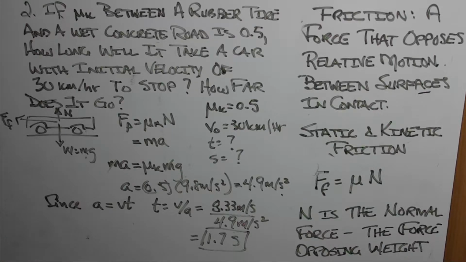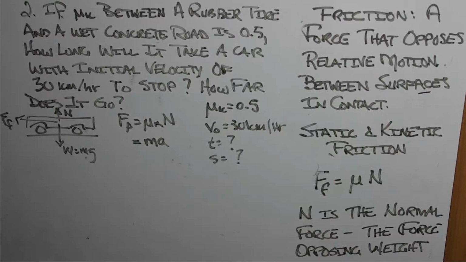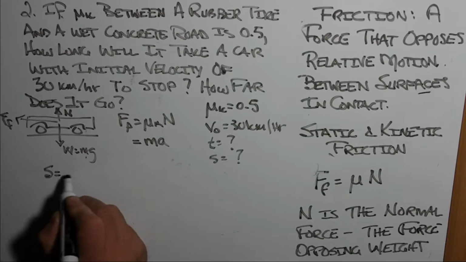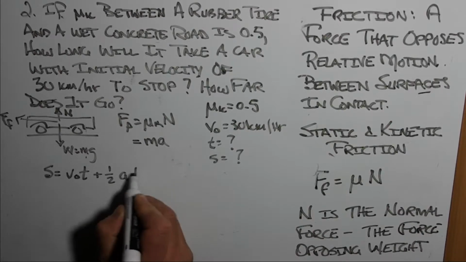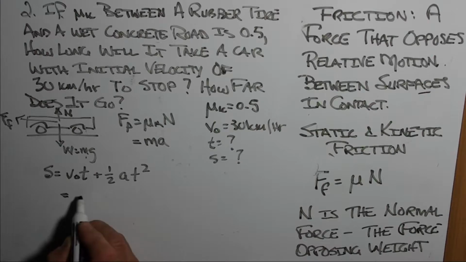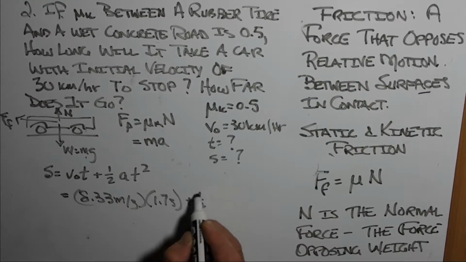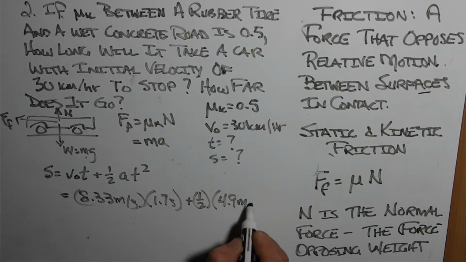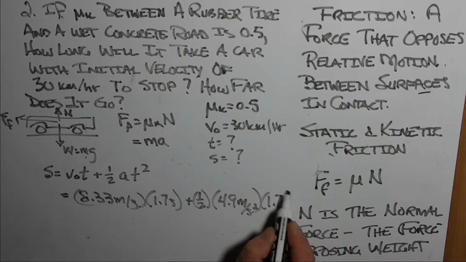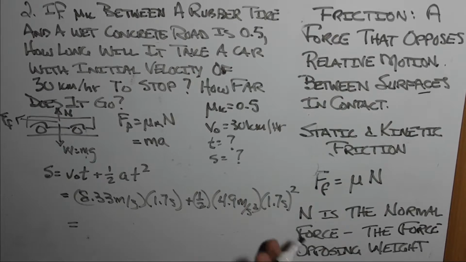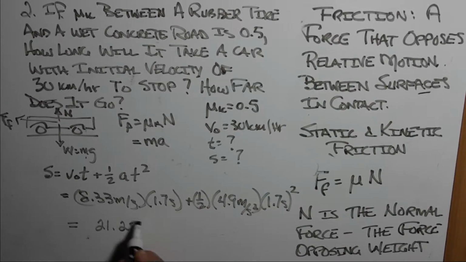From an earlier set of problems, we have distance traveled equal to v sub 0 t plus 1/2 a t squared. Using the numbers that were given and the numbers that we determined, we have 8.33 meters per second times 1.7 seconds plus 1/2 times 4.9 meters per second squared times 1.7 seconds squared, giving us a numerical value of the distance traveled by the car during that time, 21.25 meters. And that's problem number 2.